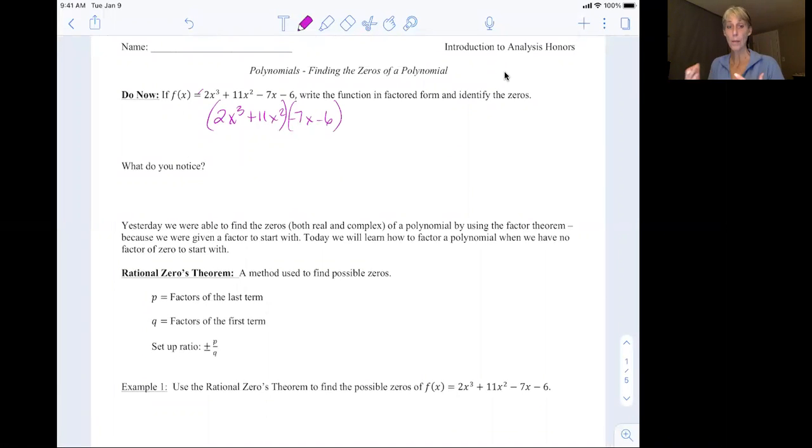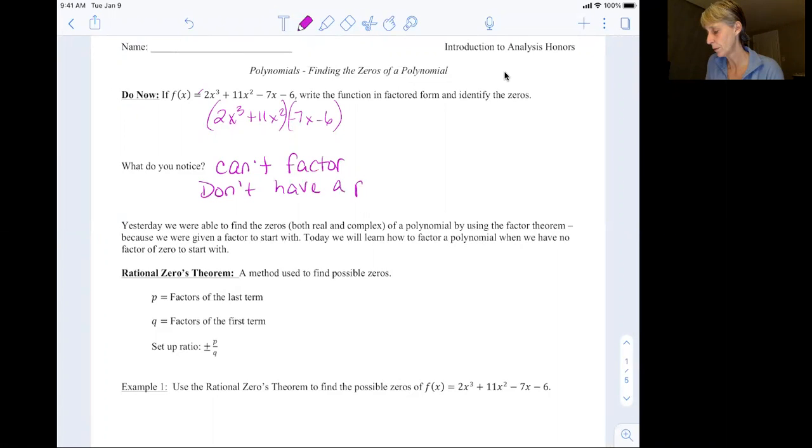Yesterday, we were able to start someplace. So, what's the matter with this problem? What do you notice? We can't factor this by any of our known methods. We don't have a place to start. Yesterday, we were able to break it apart because we were given something, and they said, is this a factor? And once we knew it was a factor, we could move along from there. Today, we don't have that.